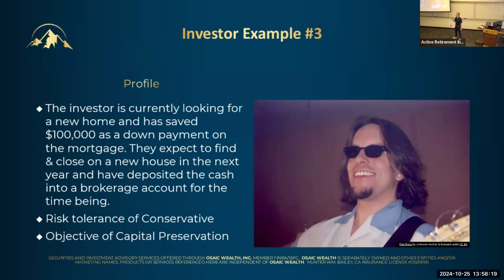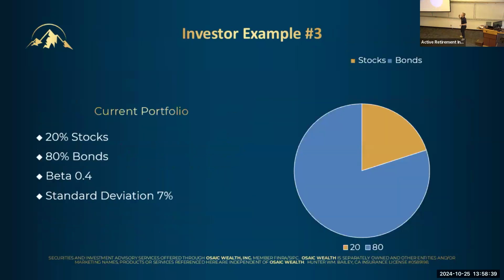They've saved $100,000 for a down payment on the mortgage, and they expect to find and close on the house in the next year and have deposited the cash into a brokerage account for the time being. They have a risk tolerance of conservative, and they have an objective of capital preservation. Now, remember, these portfolios are just examples. And right now, he's in a 20% stocks, 80% bonds portfolio. Beta of 0.4, standard deviation around 7%.